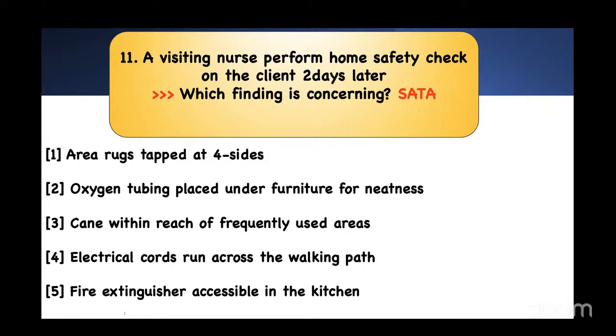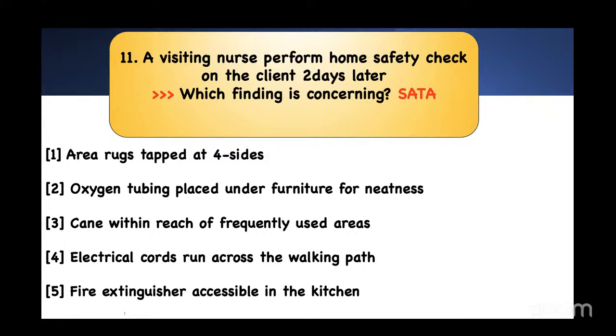Unless they say it's a very thin area rug and taped on all sides. But so far as it's still there, I never told you it's very thin. It's still an area rug. You can trip on it no matter what. It's a trap, right? Oxygen tubing placed under the furniture for neatness, well, bad idea.